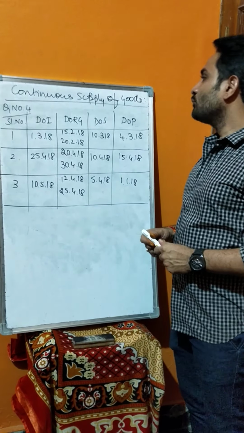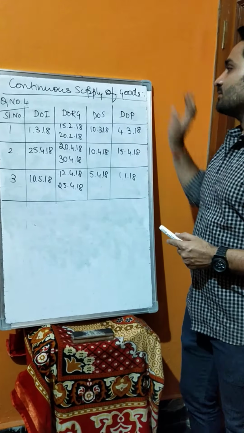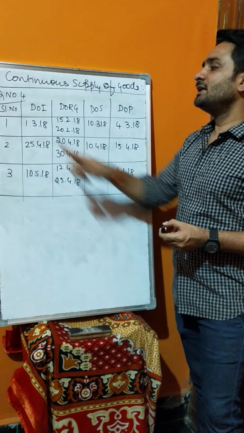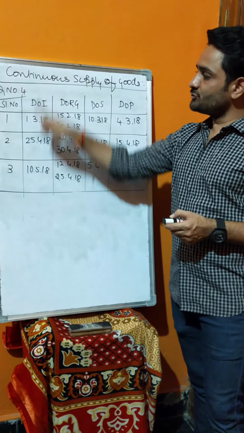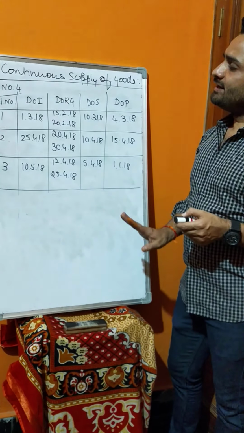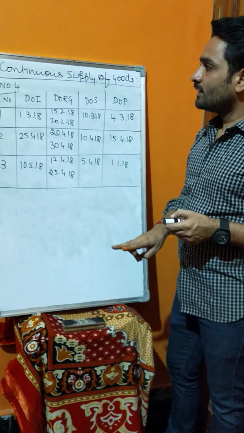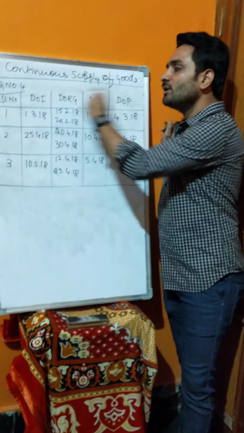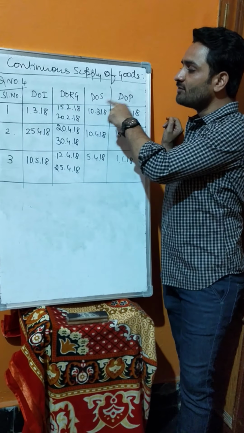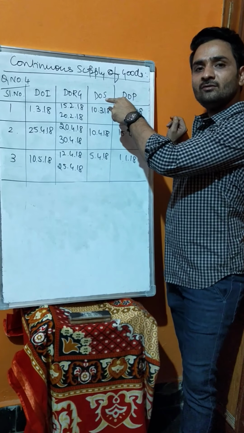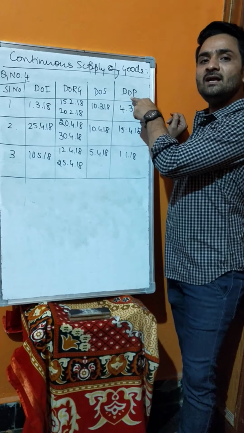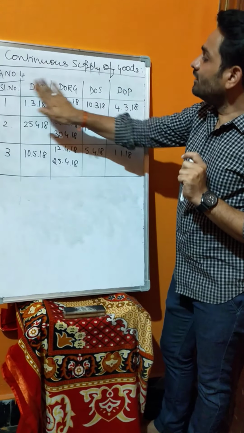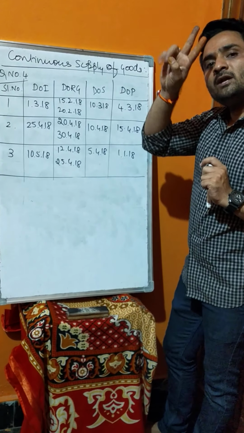Look at one more question which is on the basis of continuous supply of goods. That is question number 4. Here they have given 3 serial numbers, 3 scenarios, 3 situations where we need only 2 dates, but they have given us 4 different dates. Date of invoice is given, date of receipt of goods is given, date of statement issued is given, date of payment received is also given. Among the 4 dates, we do require only 2 dates.